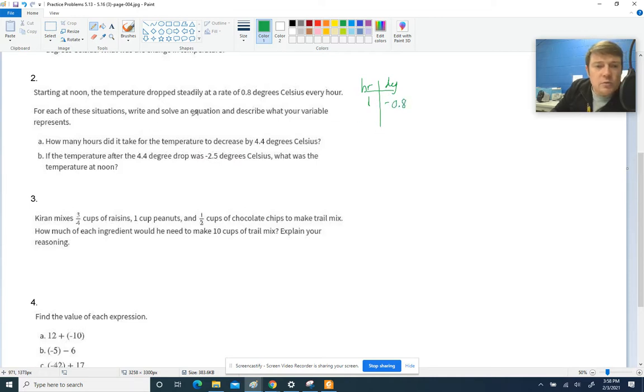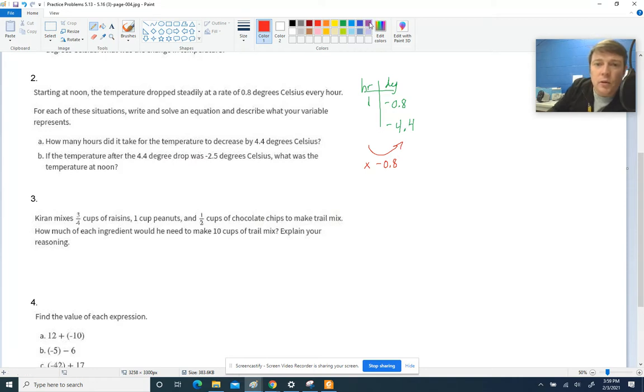For each of these situations, write and solve an equation. Describe what your variable represents. How many hours did it take for the temperature to decrease by 4.4? So we want it to decrease by negative 4.4, and we have a constant of proportionality of negative 0.8. So this can kind of help us get together what we're going to do to find the answer. We're going to have to divide these.